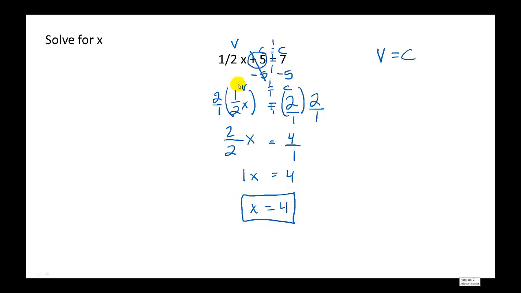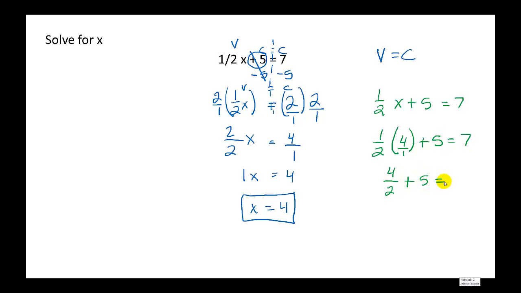To check and make sure, I'm going to plug it back in. I have 1/2 x plus 5 equals 7. I found x to be 4, so I will say 1/2 times x, becoming 4, plus 5 equals 7. 4, a whole number, we can make it into a fraction by making it over 1. 1 times 4 is 4. 2 times 1 is 2. And I bring everything else down.